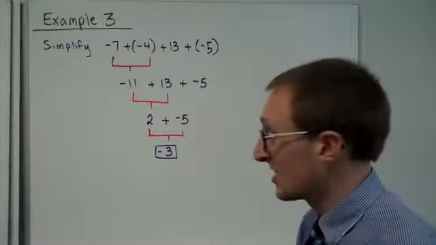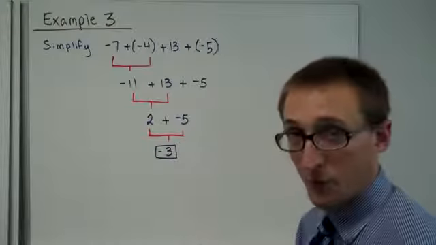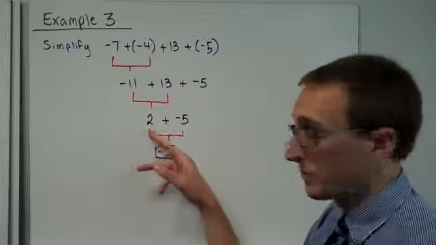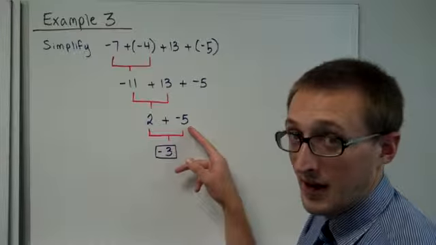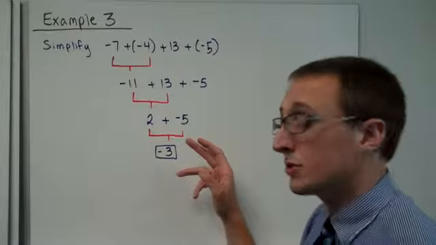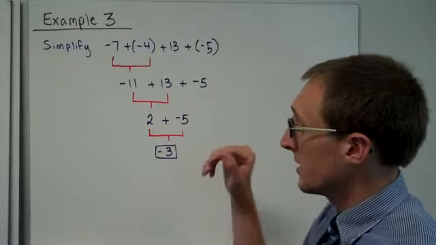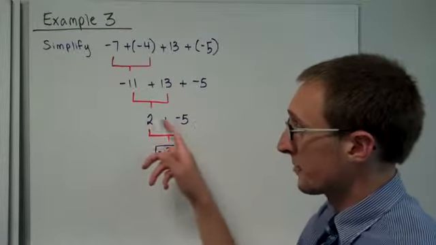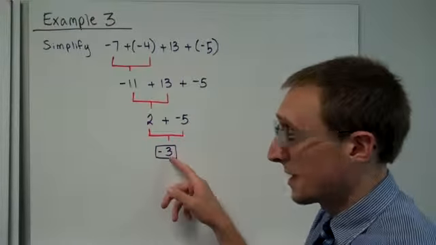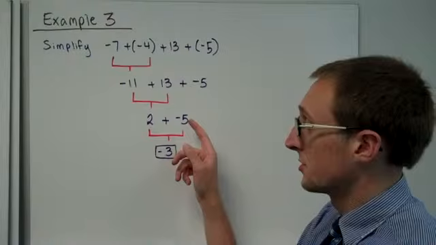These two integers have different signs. So therefore, okay, the absolute value of 2 is 2. The absolute value of negative 5 is 5. Okay. The difference between 2 and 5 is 3. So the integer with the larger absolute value is negative 5. So that 3 should be a negative 3 because it matches the sign.